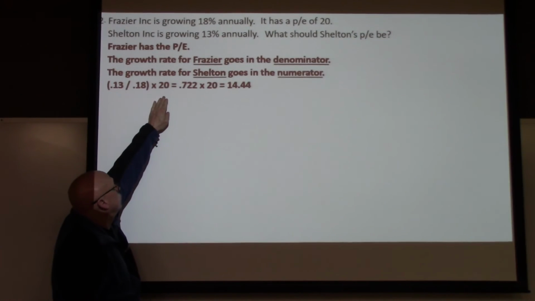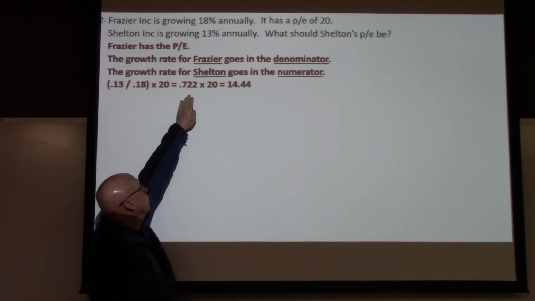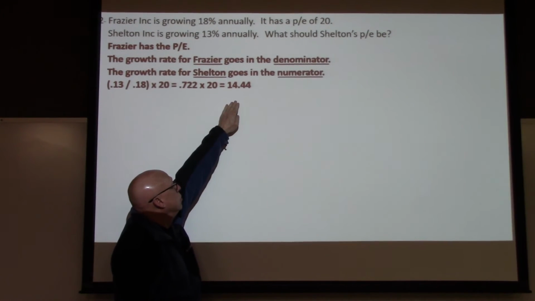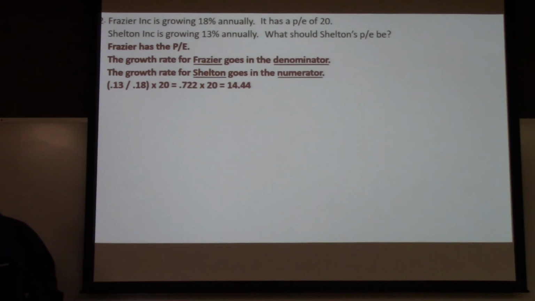So Fraser Inc. is growing 18% annually, and it has a PE of 20, so it's going to go in the denominator. Shelton Inc. is growing at 13% annually, so we know that Shelton Inc. is growing more slowly than Fraser Inc. Therefore, Shelton's multiple will be lower than Fraser's multiple. Okay? Alright, so Fraser has the PE. The growth rate for Fraser goes in the denominator. The growth rate for Shelton goes in the numerator. There you go. Shelton divided by Fraser times Fraser's multiple is equal to 0.722 times 20. Shelton's multiple should be 14.44.